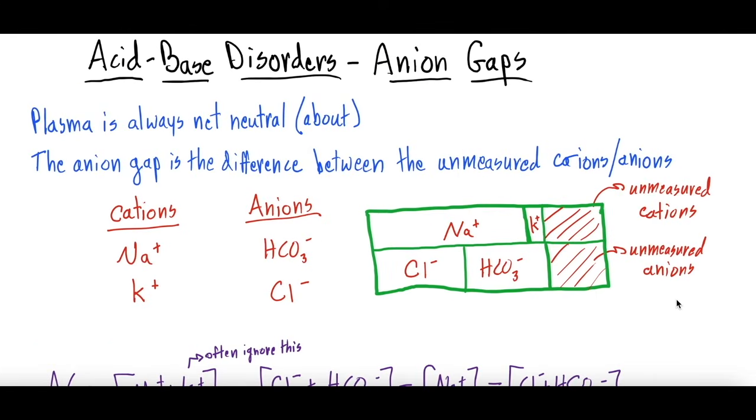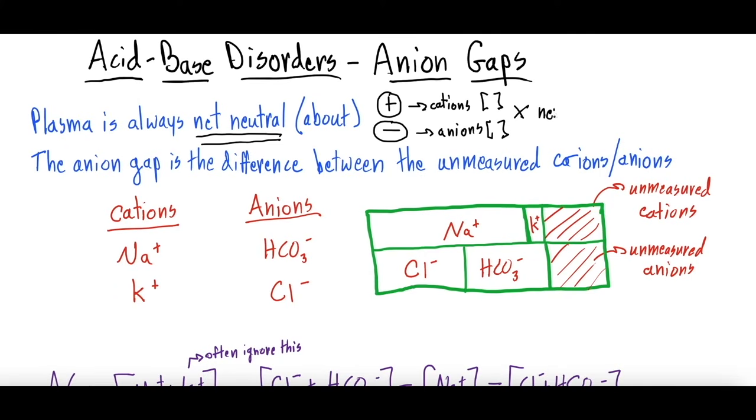Today, everything you need to know about anion gaps. The first principle here is that plasma, or blood plasma, is always net neutral, meaning that the positively charged particles balance out the negatively charged particles. There's the same amount of each of them. These positively charged particles we refer to as cations, and the negatively charged particles we refer to as anions. Their concentrations are about the same, to the point where they cancel each other out, and we end up with a net neutral substance. And that substance is our plasma or our blood.